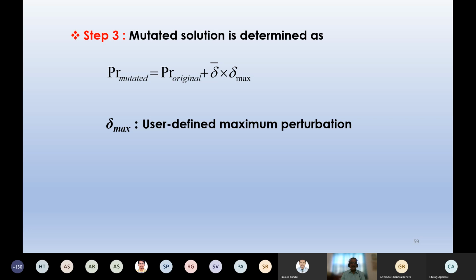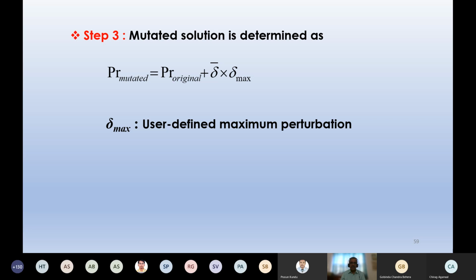For the first design variable, delta max could be 0.02, where the range is 0 to 1. For the second variable, delta max could be 5.0, where the range lies between 1.0 and 1000.0. So this selection of delta max depends on the range of the variable. Now remember one thing, delta max cannot be too small, and it cannot be too large.